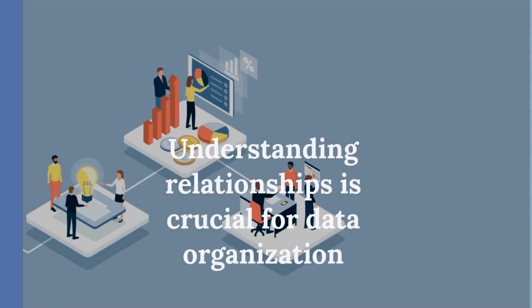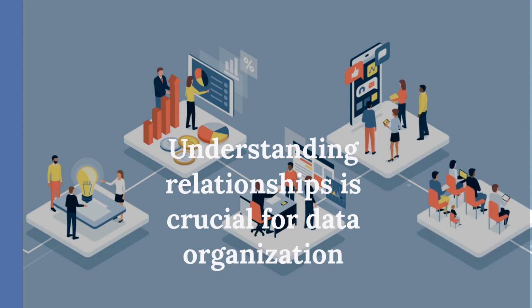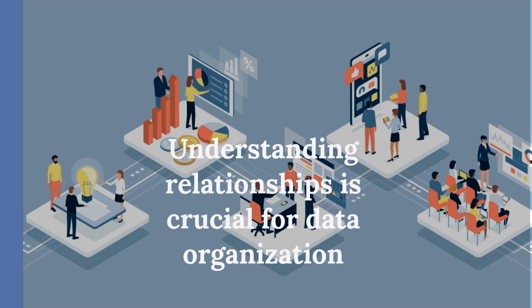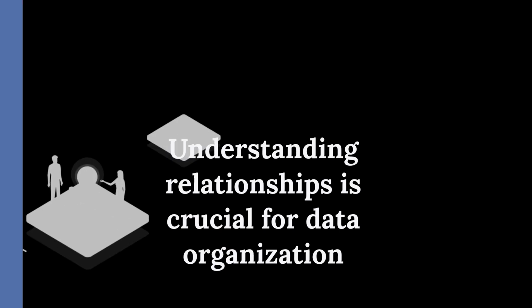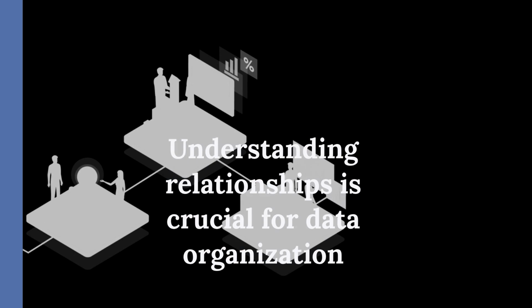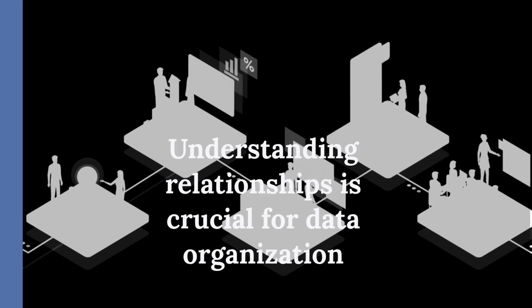Relationships define how entities interact. Types include one-to-one, one-to-many, and many-to-many. For example, a customer places many orders, a one-to-many relationship. Understanding relationships is crucial for data organization. They ensure data is structured hierarchically.